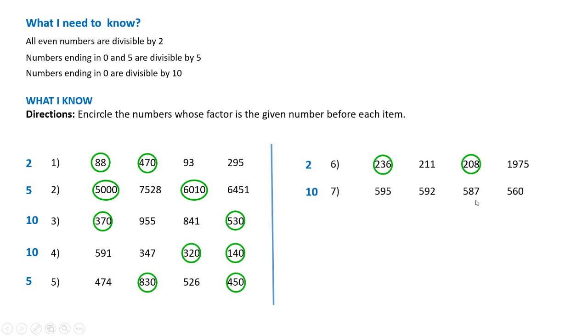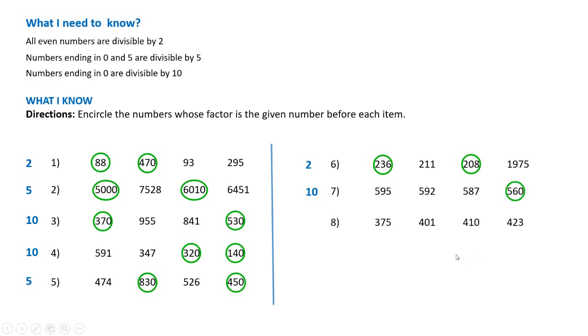587. Ang last digit number niya is 7. So, hindi siya divisible by 10. 560. Ang last ending number niya is 0. So, divisible siya by 10.